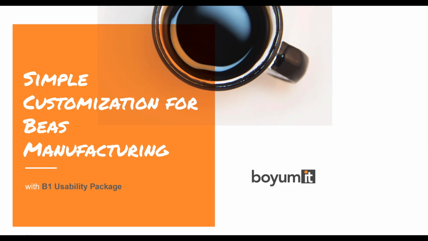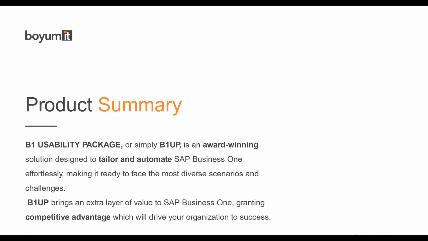My name is Rosie Coronado, and today I will show you how you can simplify customization in Beas Manufacturing with the B1 Usability Extension. The B1 Usability Extension is part of the B1 Usability package, and it's a simple SAP Business One add-on which allows you to customize SAP Business One for your needs. You can tell the system your rules and design the screens to your needs. This will help you to save lots of time and be more productive.